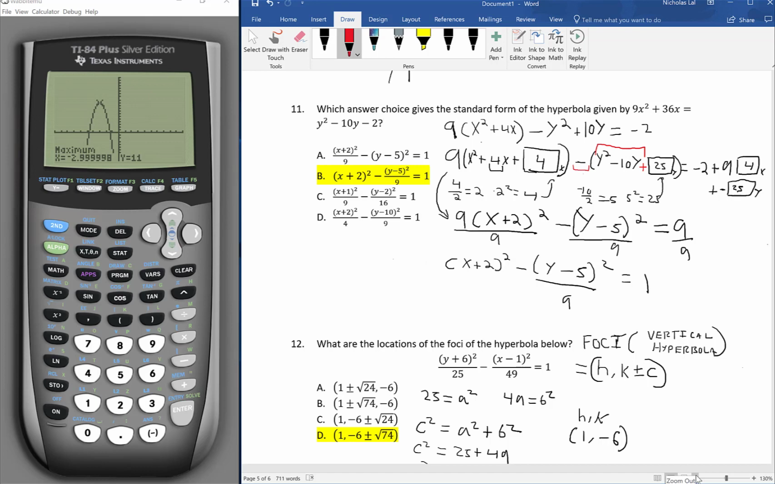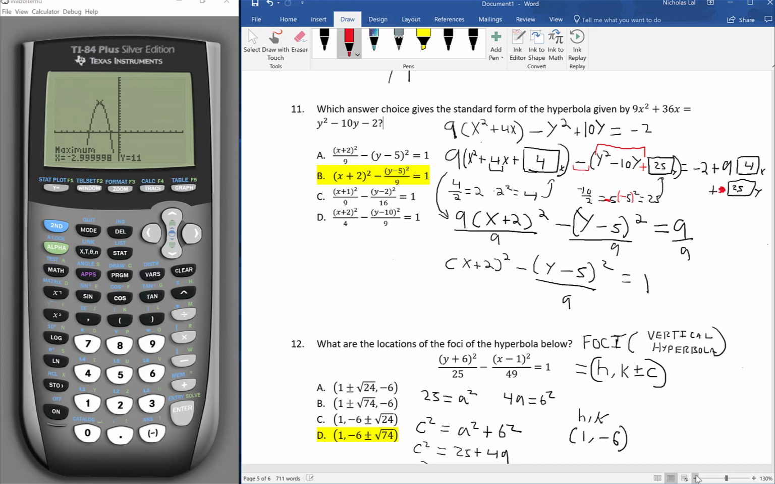And we also have to add 25 by taking that -10 divided by 2, that's -5, and -5 squared is +25. But remember, we factored out that -1, so we're really multiplying by +25 times -1. So we are adding -25.